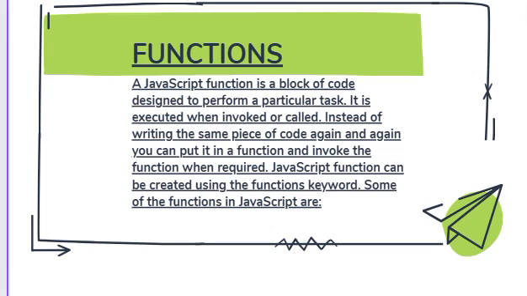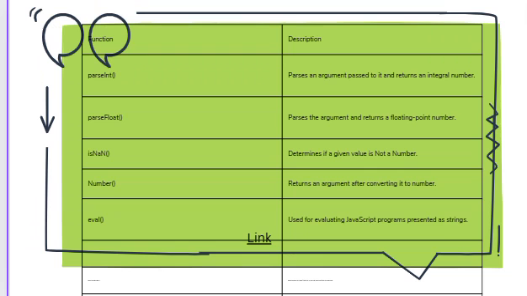Function name: the name of the function. Parameters: values you pass to the function. Return: a keyword used to return a value from the function. The following are the operations that are performed in functions and the description of them. The link has been provided for the program using functions.